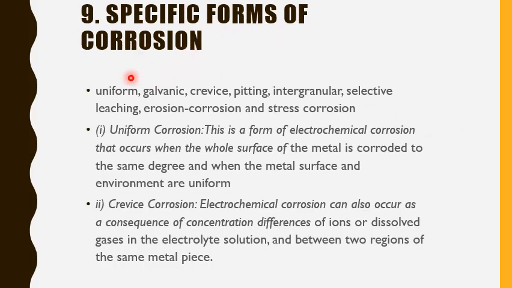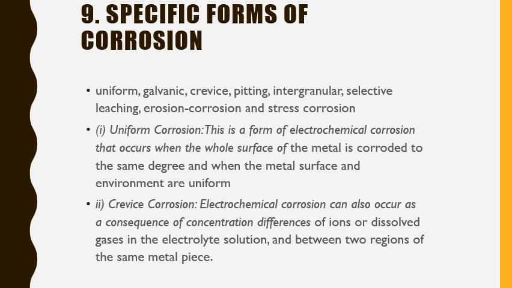Specific forms of corrosion. These are uniform corrosion, galvanic corrosion, crevice corrosion, pitting corrosion, intergranular corrosion, selective leaching, erosion corrosion, and stress corrosion. We will study them one by one. So first is uniform corrosion. This is a form of electrochemical corrosion. It occurs when the whole surface of the metal is corroded to the same degree.